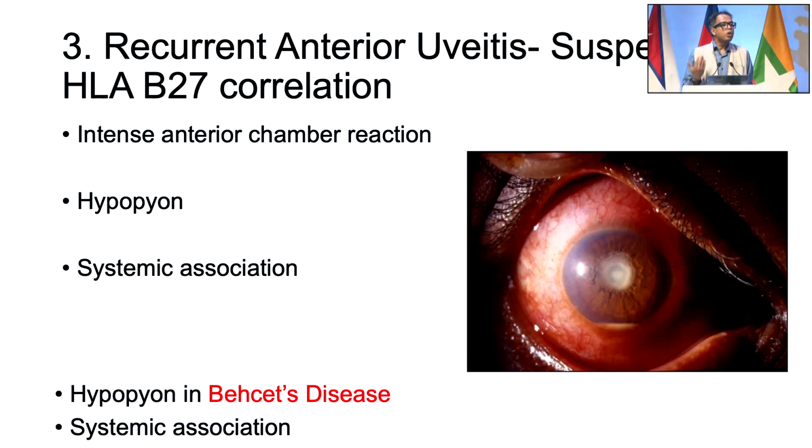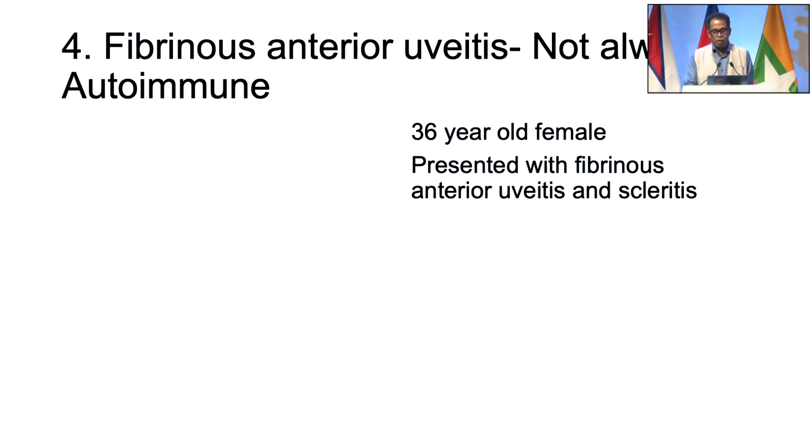Now also, when we talk about the HLA correlation, you need to see that the hypopyon can be seen in Behçet disease also. But remember, HLA testing does not rule in or rule out any particular condition. You have to look for the other causes, match them to your diagnostic criteria, and then only you can come to a diagnosis. Now, fibrinous anterior uveitis, when we talk about that, you feel that it's always autoimmune or HLA-B27?